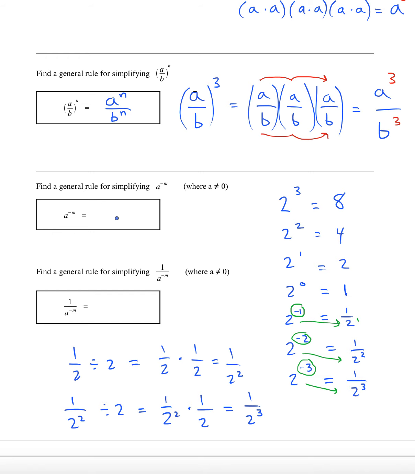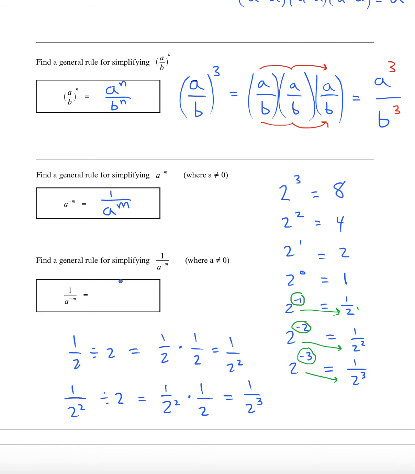So the general rule is actually to move the base, whatever it is, down below and change the sign of the exponent, but still keeping the same size of exponent. So a to the negative m can be simplified to 1 over a to the m, and in math, it's actually preferred to have positive exponents rather than negative, so the result over here on the right side is the simplified version of that expression.